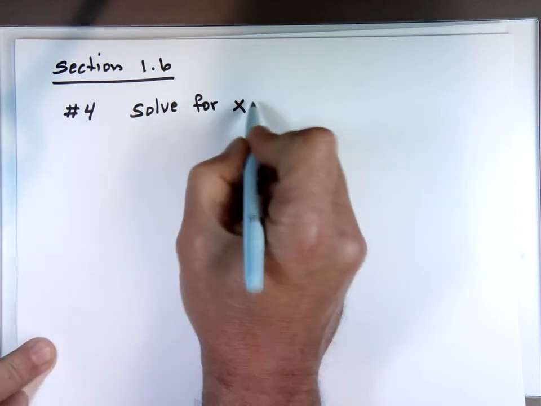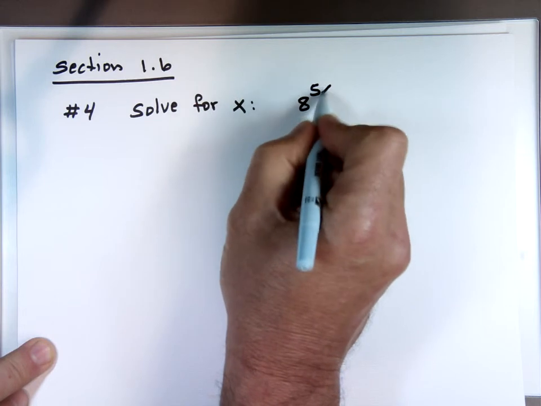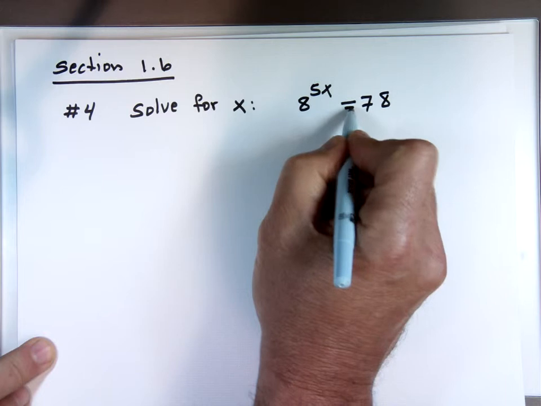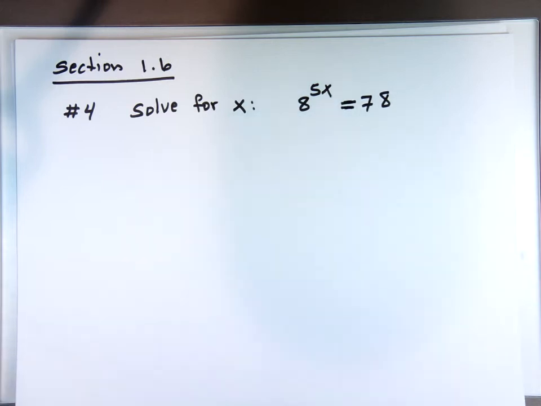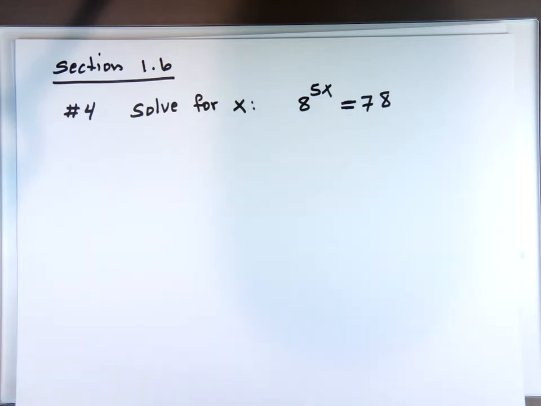And here's the question. 8 to the 5x equals 78. What you see there is an exponential equation. One of the most common ways to solve an exponential equation, I shouldn't say the only way, is to take the log or the natural log of both sides of the equation.